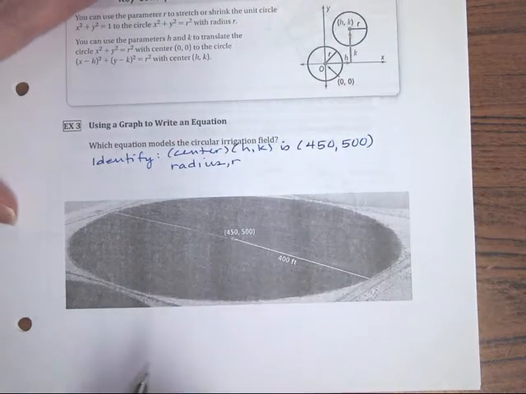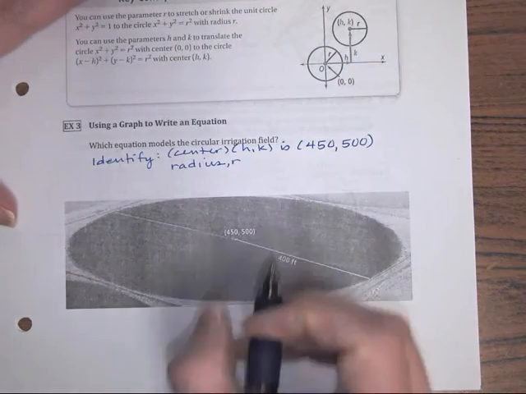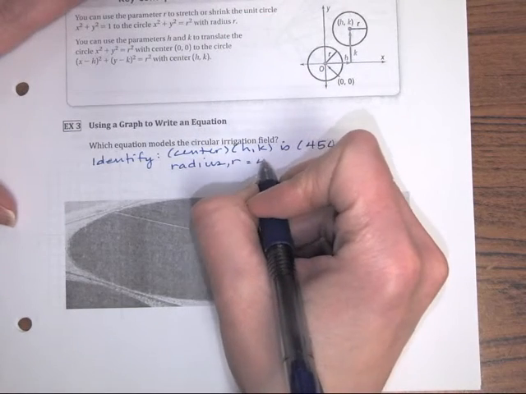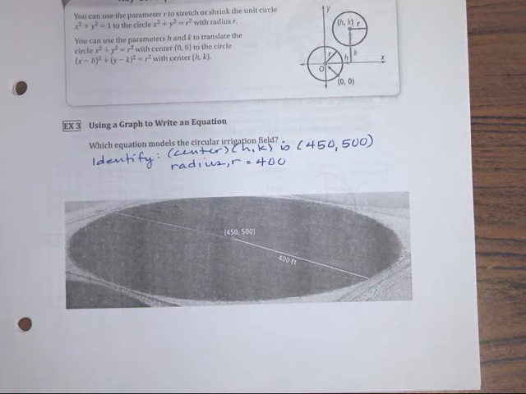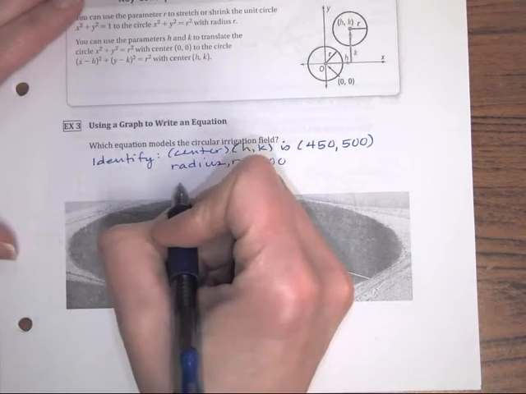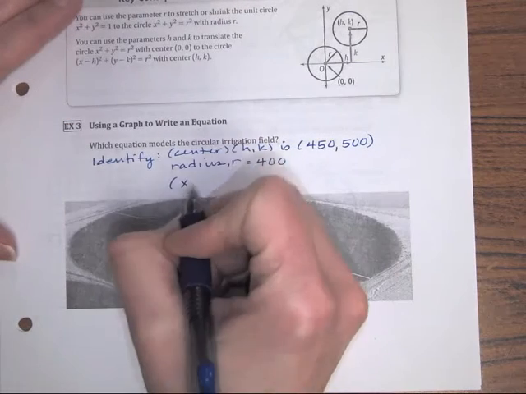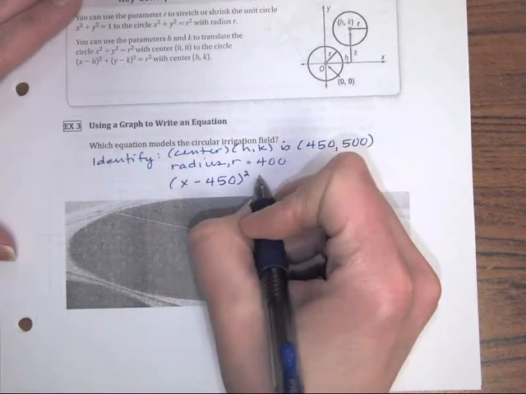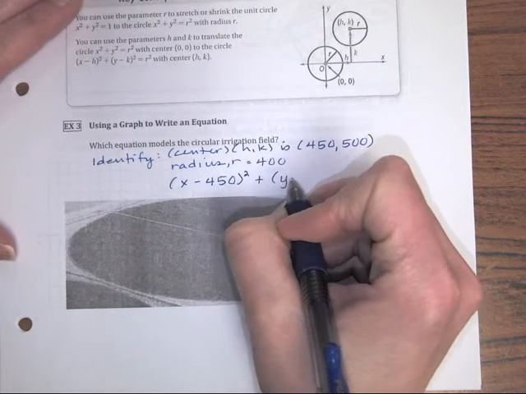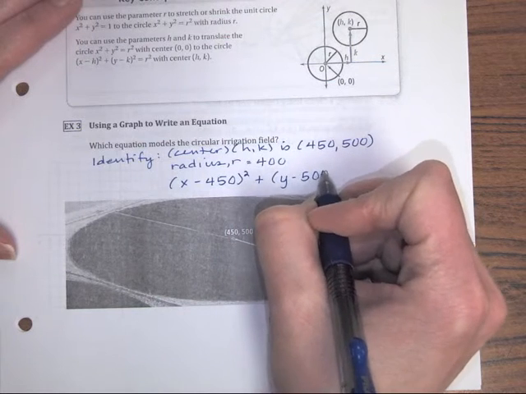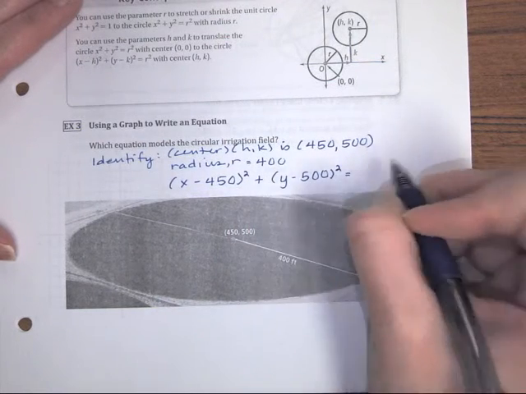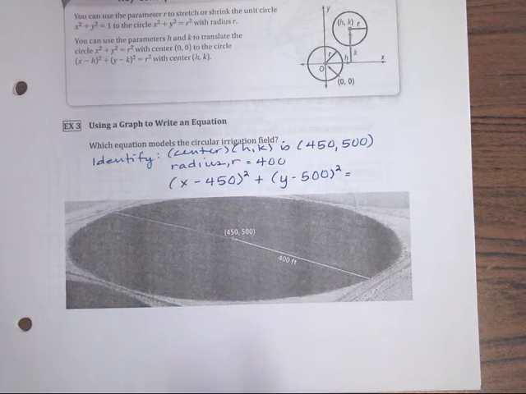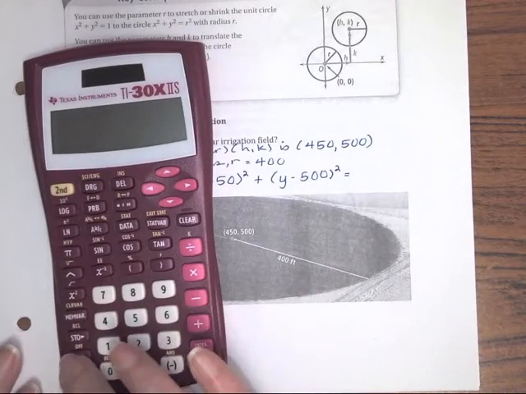Right here. And what's the radius? 400 feet. All right. So would you agree it's not too tough to write an equation for this circle from this information, right? X minus h, so x minus 450 quantity squared plus y minus k, so y minus 500 quantity squared equals 400 squared, right?